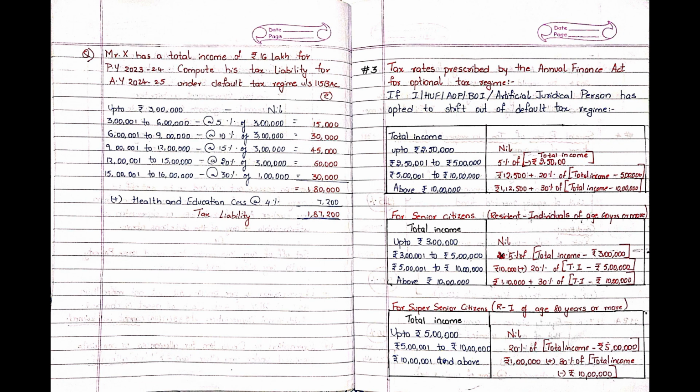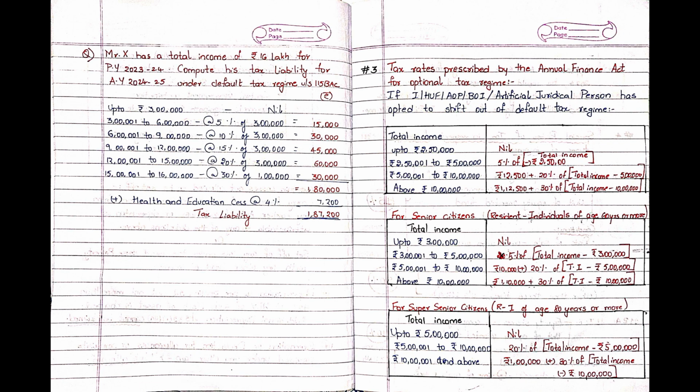Similarly, for total income exceeding 6 lakh up to rupees 9 lakh, the tax is charged at the rate of 10%. 9 lakh minus 6 lakh is equal to 3 lakh. On this 3 lakh amount, 10% tax is charged, which amounts to rupees 30,000.